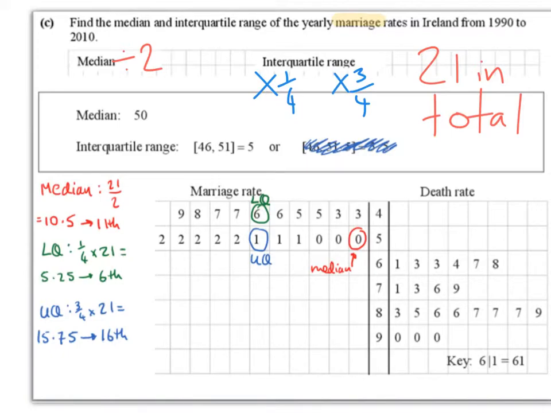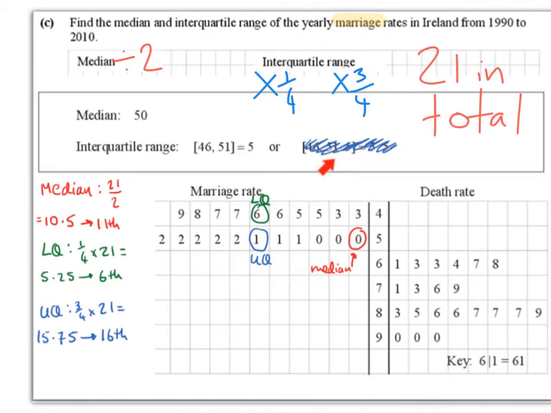So again, we start at the lowest value, which is 43. That's the first value, and we move to the left because the numbers are getting bigger as we move to the left, and we want the 6th value. So 1, 2, 3, 4, 5, 6. Now again, 6 is not the answer.